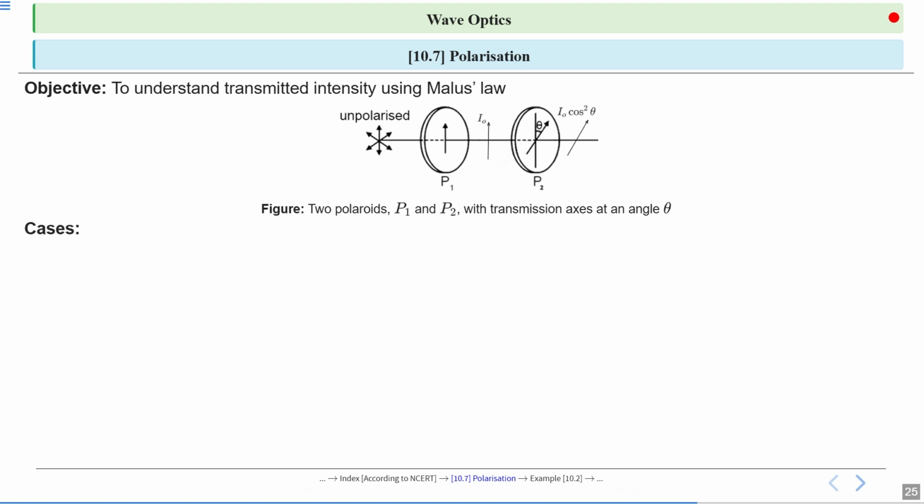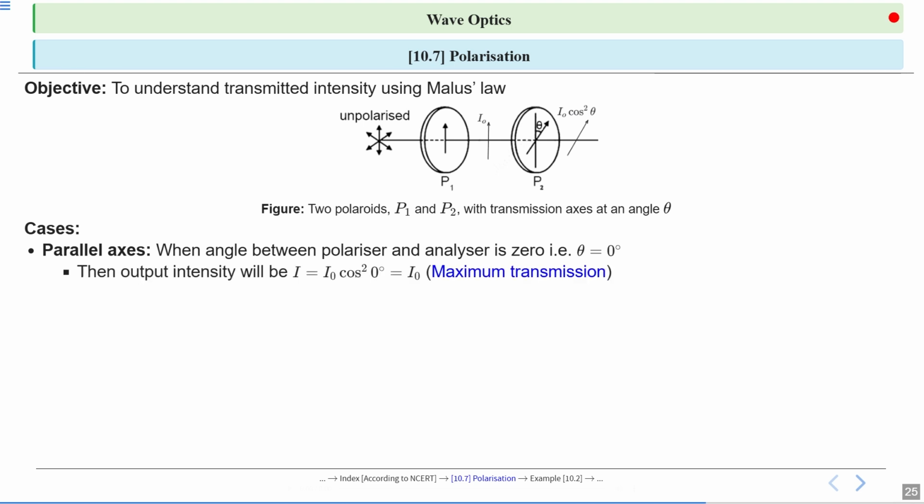Let's look at different cases of how light intensity is affected by the angle between the Polaroids. We will start by examining the scenario where the axes are parallel. This is when the angle theta between the polarizer and analyzer transmission axes is 0. When angle theta is 0 degrees, the output intensity is at maximum. This is because the light passes through both Polaroids without any obstruction. The formula is I equals I naught cos square theta.